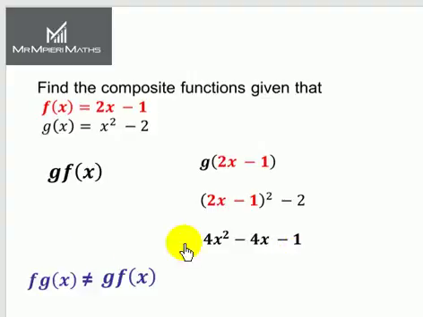You do realize that sometimes f g of x is not the same as g f of x. It's not the same, so you can see f g of x. When we got that done, we didn't get this value for g f of x, 4x squared minus 4x minus 1. So they are not the same.